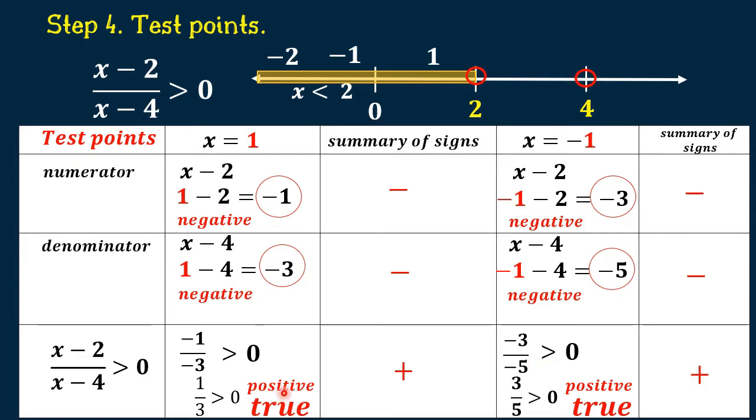So, if you have noticed, na-test natin ang 1 and negative 1, which are part of x less than 2, ang result na nakuha natin ay positive values. And if you also try negative 2, negative 3, and beyond, and so on to negative infinity, any number to the left of 2, you can still arrive at a positive result. So, ibig sabihin, kasama ang interval na to sa posibleng solusyon ng ating inequality, because our target are positive values.